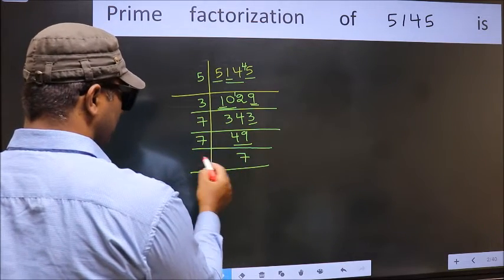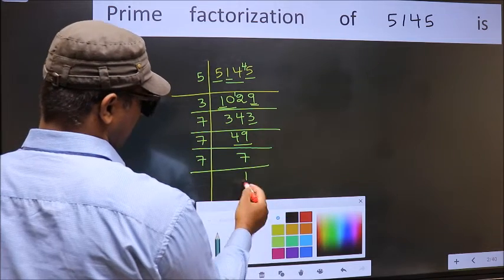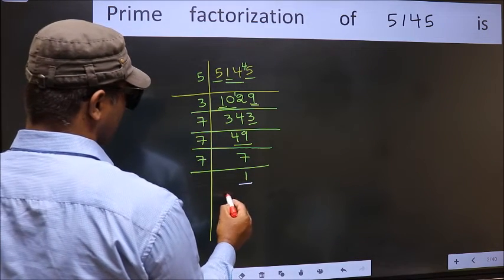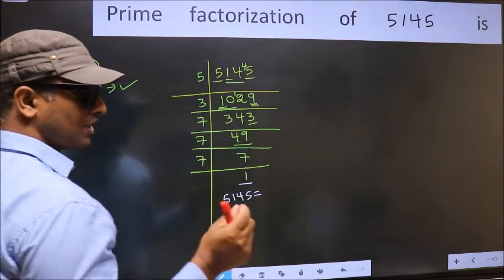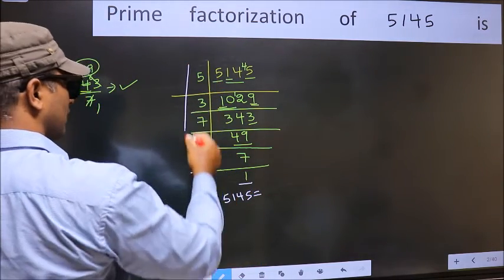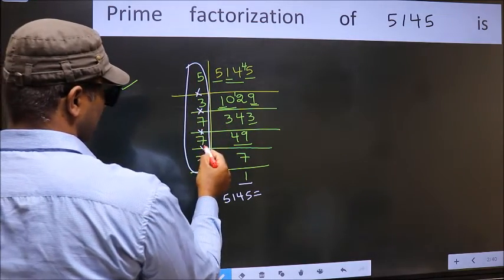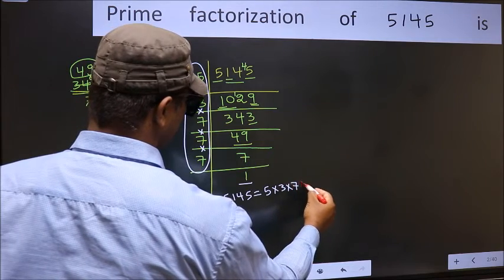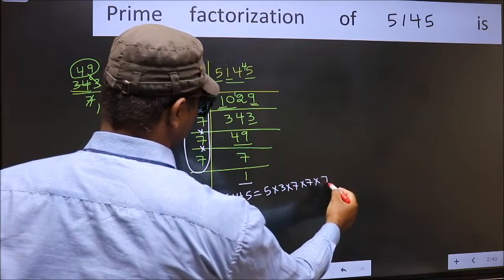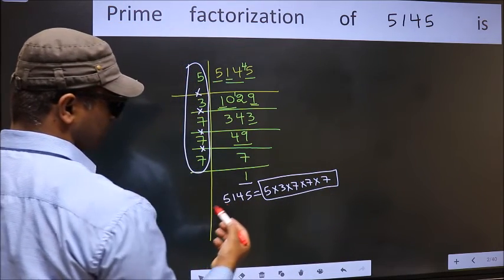Now we have 7. 7 is a prime number, so 7 ones 7. So we got 1 here. So the prime factorization of 5145 is the product of these numbers. That is 5 into 3 into 7 into 7 into 7. This is the prime factorization of 5145.